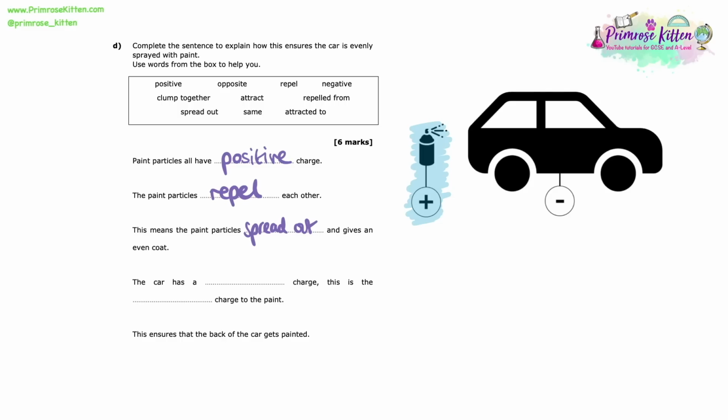So now onto the car. The car has, and again, we need to look at the diagram here. I can see that the car is connected to a negative electrode here. So I'm going to say that the car has a negative charge. And this is the something charge to the paint. Well, it's the opposite charge to the paint. And that's really important because the fact that the car is the opposite charge to the paint means that it's going to get attracted. So all those paint particles are going to get attracted to the car, and this ensures that the back of the car gets painted.